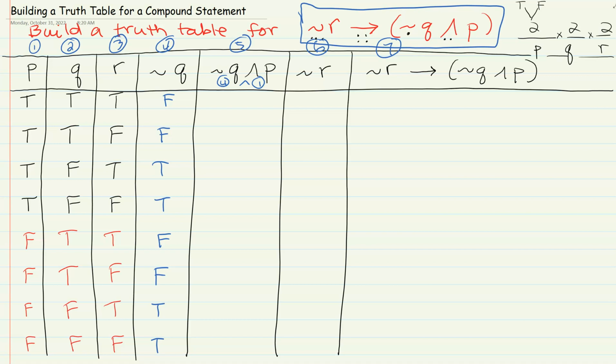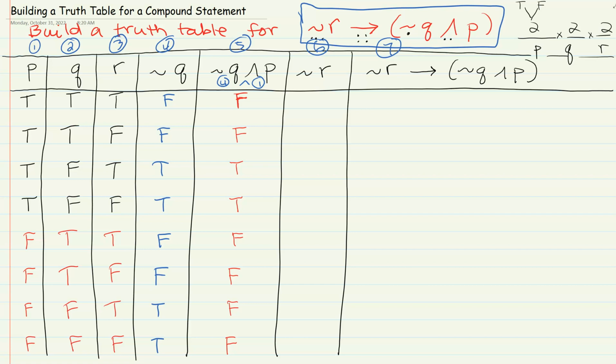False and true will result in a false statement because it's AND. AND means both have to be true in order for the statement to be true. False and true would be false. True and true is true. False and false is false. True and false is false. And that is how that fifth column is formed.